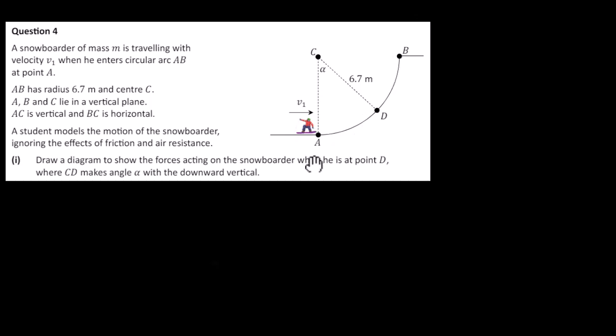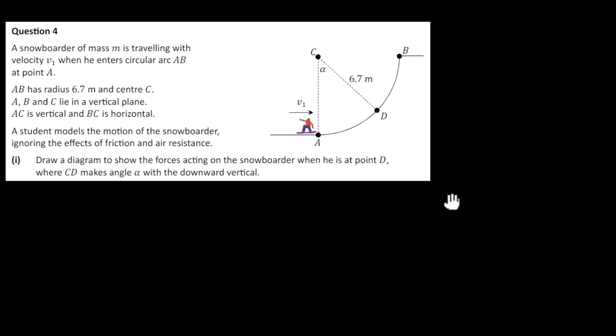AB has radius 6.7 meters and center C. AB and C lie in a vertical plane. AC is vertical, so this is vertical, and BC here is horizontal. A student models the motion of the snowboarder ignoring the effects of friction and air resistance.